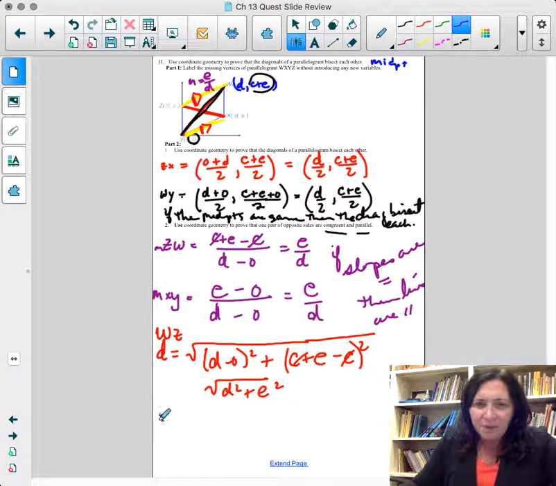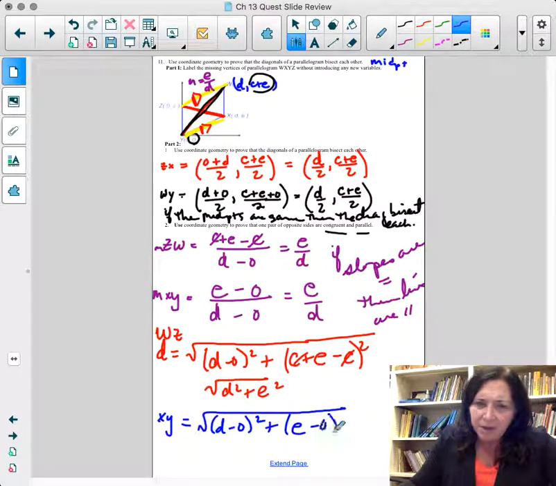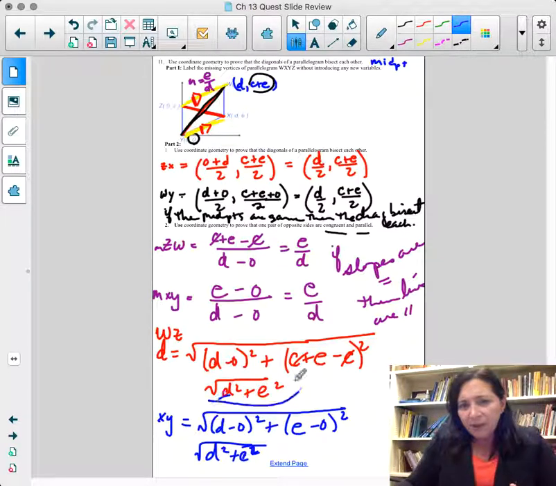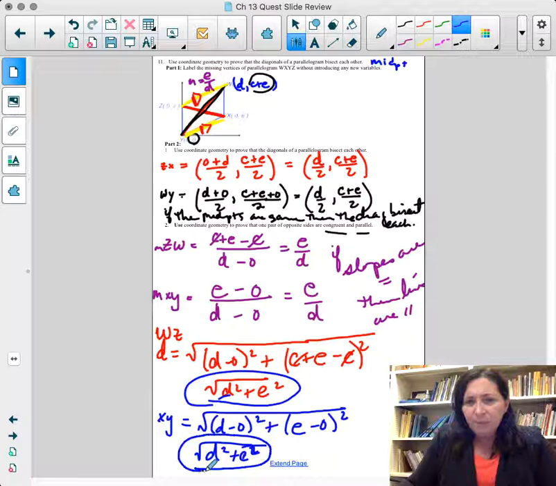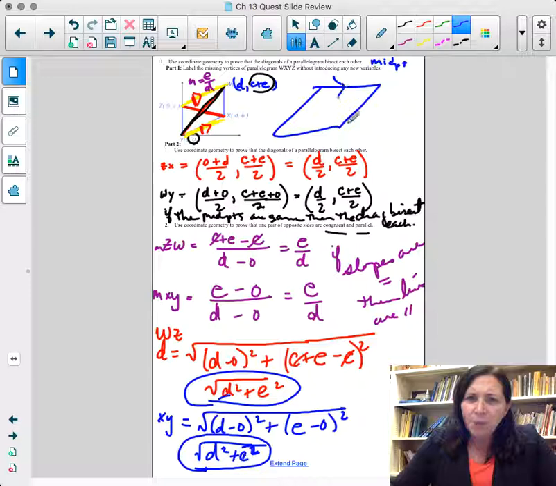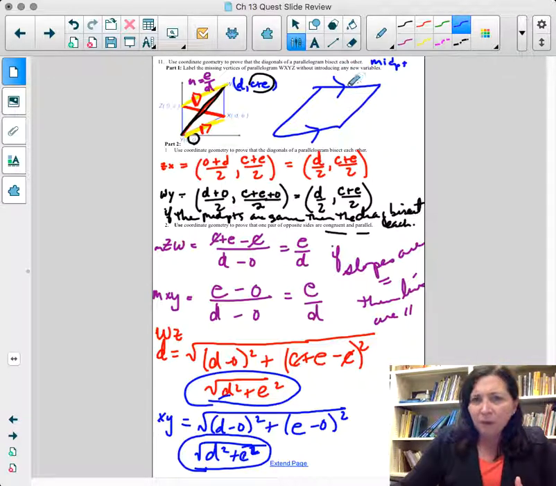So the next one we're going to do is XY. We're trying to find the distance for XY. And so we're going to subtract our X's. So in doing that, I'm going to get D minus 0 quantity squared plus E minus 0 quantity squared. That's going to be the square root of D squared plus E squared. Again, that doesn't factor, doesn't cancel, doesn't anything. But what it does do is it does prove that both of my distances are congruent. So let me just say, if one pair of opposite sides are parallel and congruent, then that quadrilateral is a parallelogram.